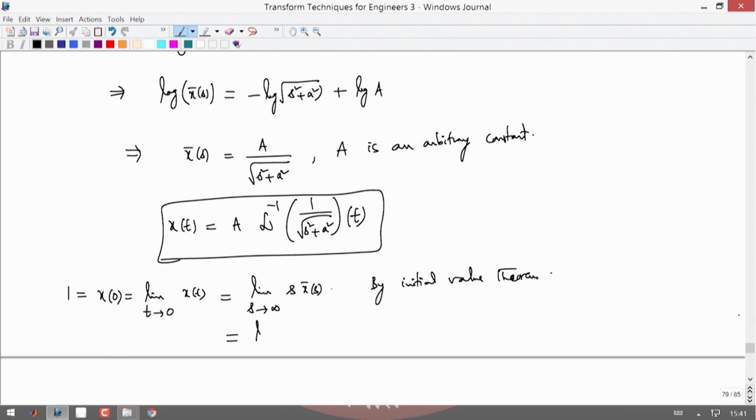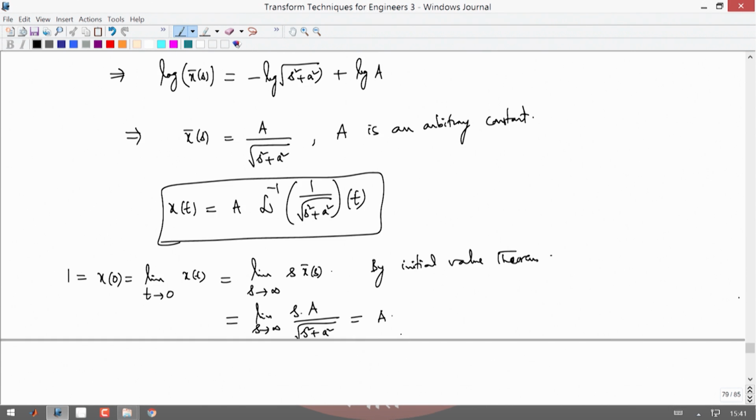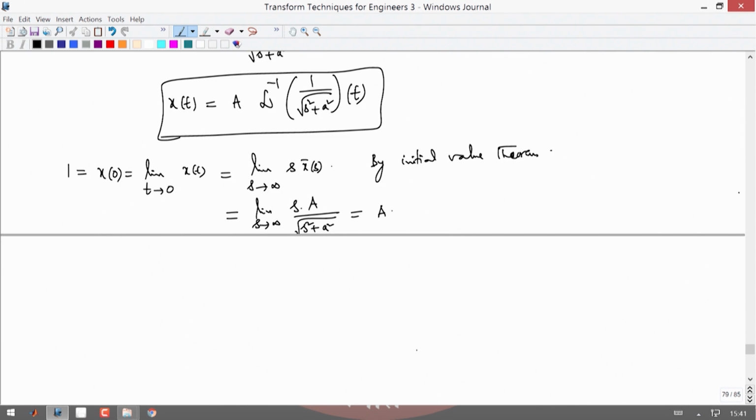So, what is this one? This is the limit as s goes to infinity of s times a x bar of s, which is a divided by square root of s square plus a square. So, this gives me a times the limit, because s divided by square root of s square plus a square, as s goes to infinity, is going to be 1. So, a is actually 1. That implies a equal to 1.